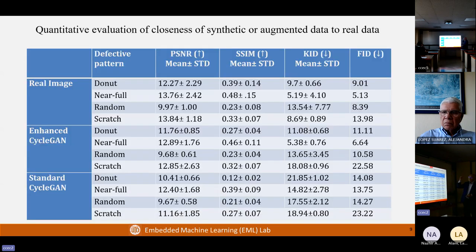So these are the results here between real and real. That establishes the baseline. Enhanced CycleGAN and real, standard CycleGAN and real. And we see that Enhanced CycleGAN generates synthetic images that are reasonably close to real images in terms of these four metrics of similarity.